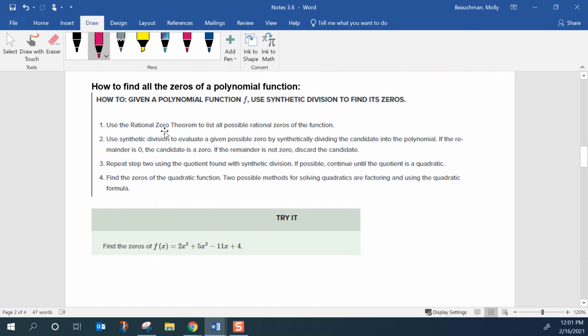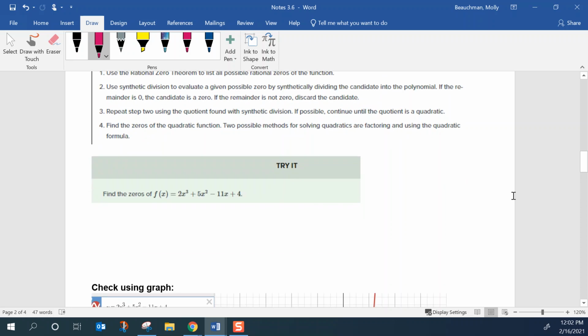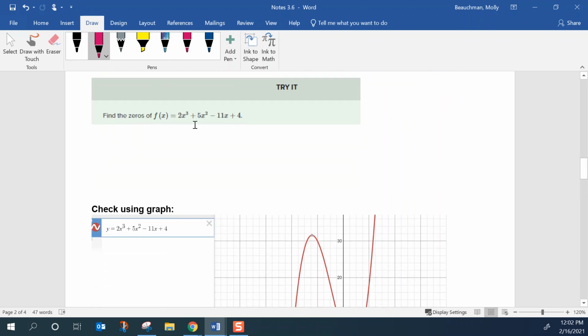So given a polynomial function, here's how you find all the zeros. Number one, you use the rational zero theorem to list all the possible rational zeros of the function. Two, use synthetic division to evaluate a given possible zero and see if the remainder is zero. If it's not zero, discard. Repeat step two using the quotient found with synthetic division and then continue. So what does that mean? We want to find the zeros of this polynomial. I've got it graphed below.